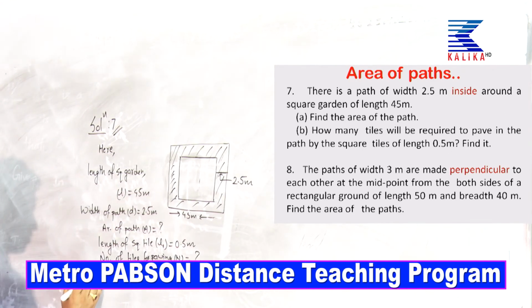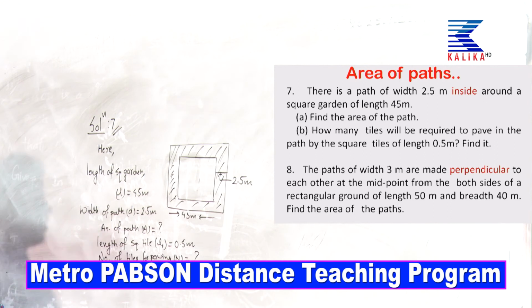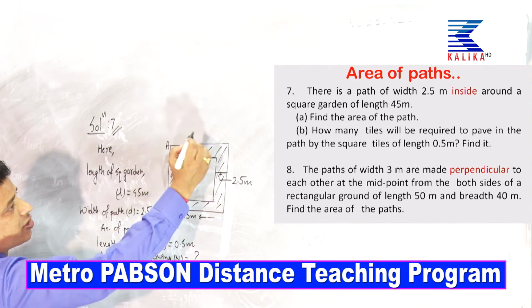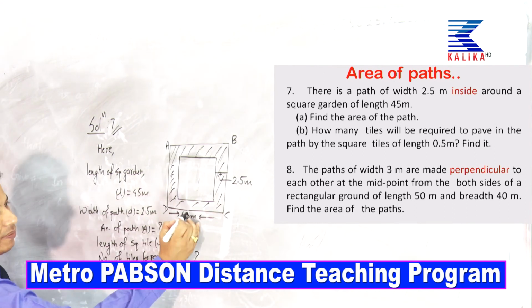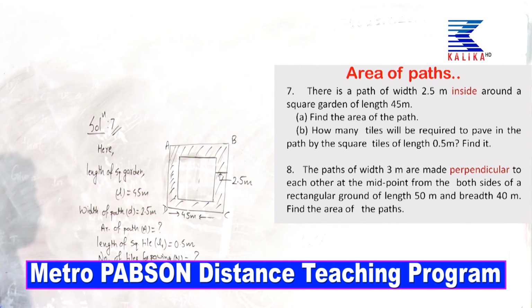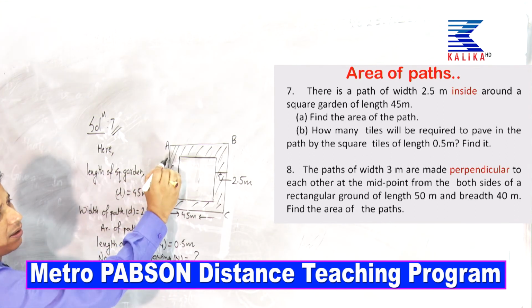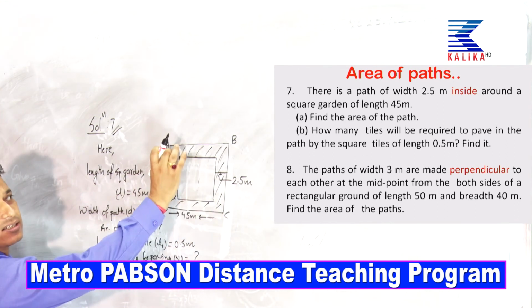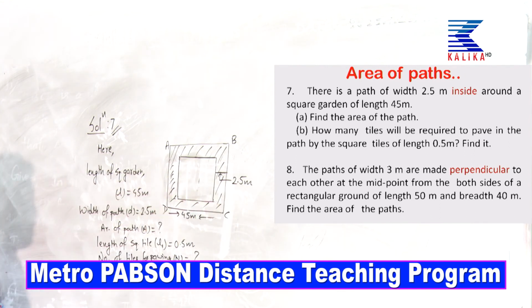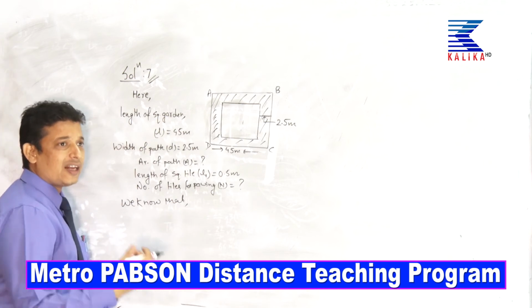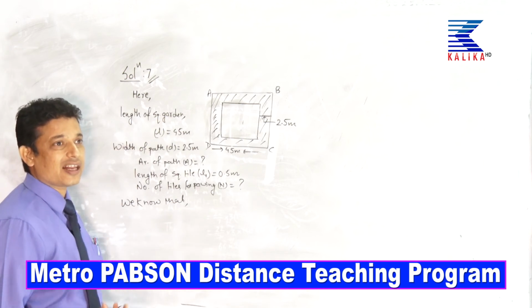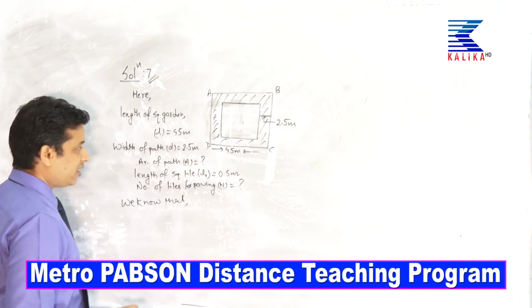Now, at first we know that, I hope you understood the question. This ABCD is a square garden, and its length is 45 meter and obviously breadth will be 45 meter. Then a 2.5 meter wide path is constructed inside the square garden, and at first we need to find the area of the path, and then we need to find how many tiles are required to pave the paths around the square garden.